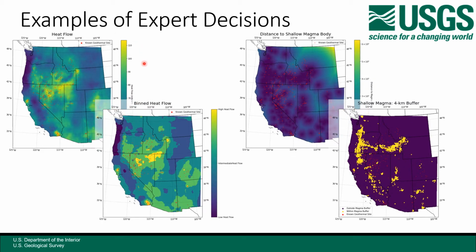Heat flow was divided into a series of discrete bins, whereas distance to a shallow magma body was given a binary distribution. Either a cell was within 4 kilometers of a shallow magma body, or it wasn't.